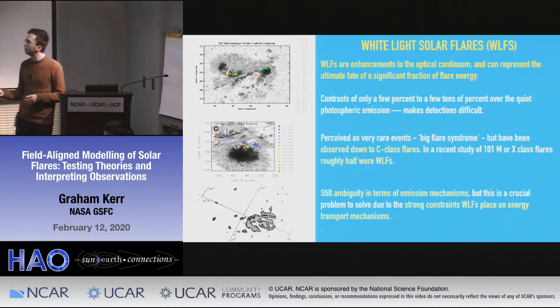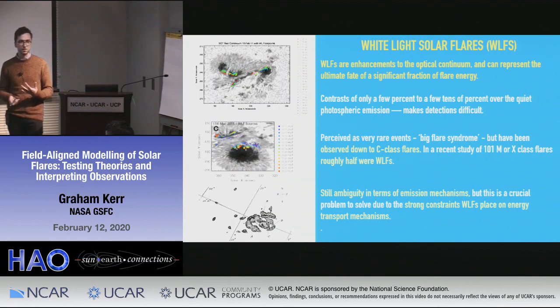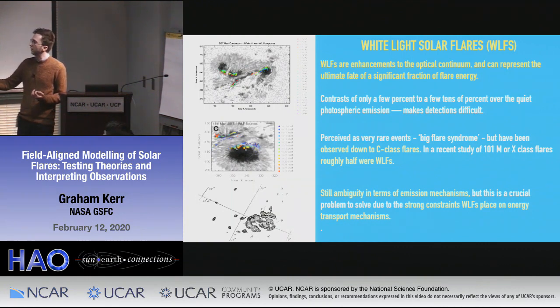We can see contrasts ranging from a few percent up to a few tens of percent. And in some flares, very small sources show hundreds of percent enhancement in the optical continuum. Partly because of the difficulty in observing these, they were perceived as big flare syndrome, so these only happen in big flares. But we now have evidence that they're actually appearing even in C-class events.